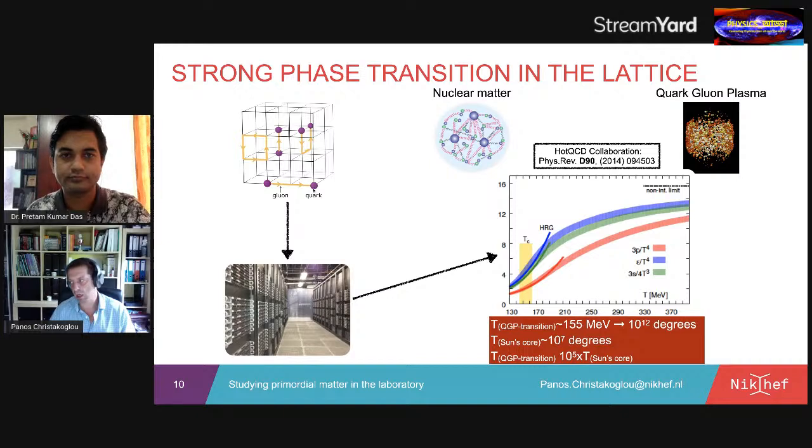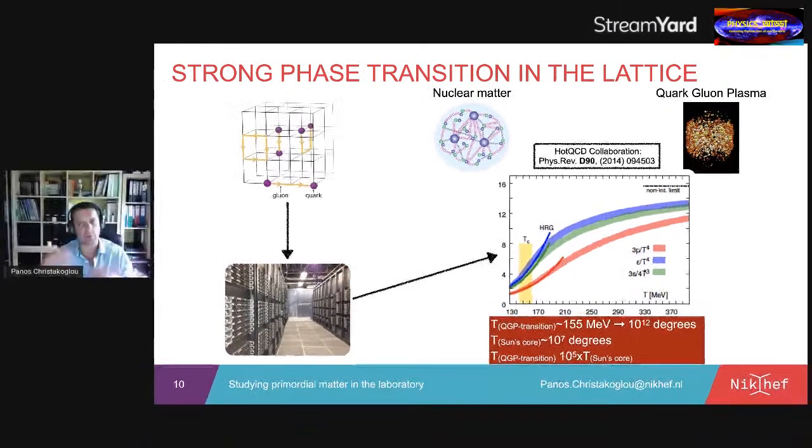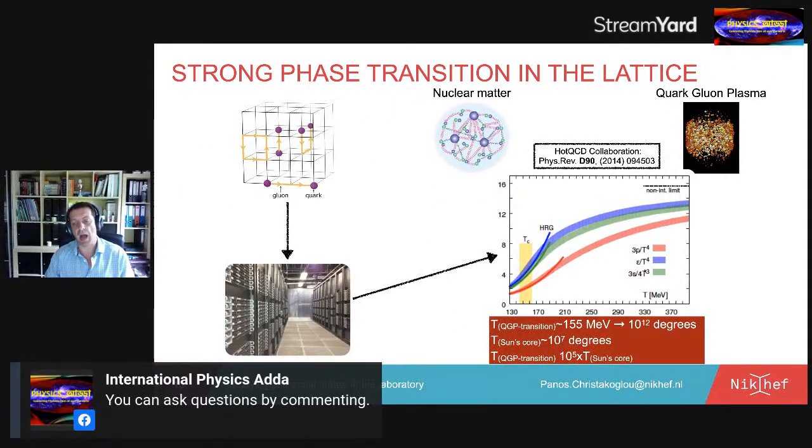So this is a very computing demanding calculation, which is performed in supercomputers, and the end result is a plot that looks like this, which comes from the so-called HotQCD collaboration, that shows how different thermodynamical properties of the QCD medium behave as a function of temperature. So over here, what you see is the pressure in red, the energy density and the entropy density, normalized to the proper temperature value, as a function of temperature.